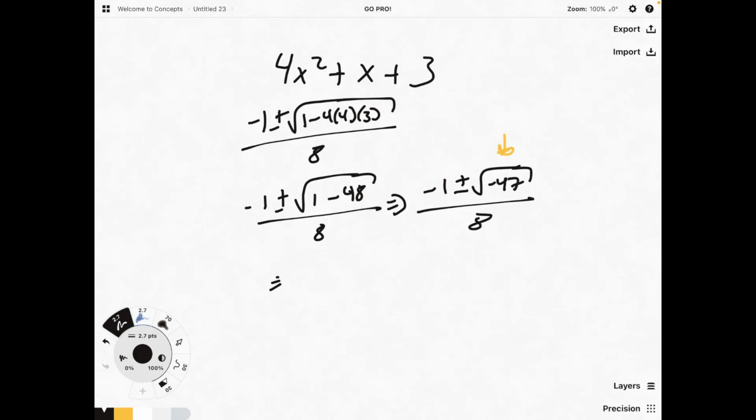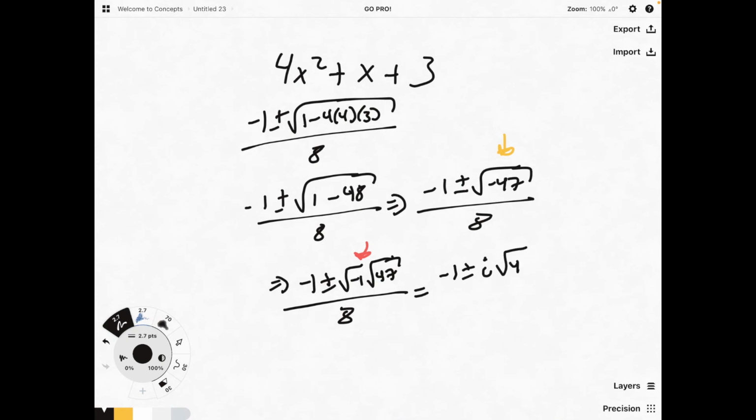With that, we can rewrite this as -1 plus or minus the square root of -1 multiplied by the square root of 47, all divided by 8. We know that from our imaginary numbers that the square root of negative 1 is i, and therefore this can be rewritten as negative 1 plus or minus i times the square root of 47, divided by 8.